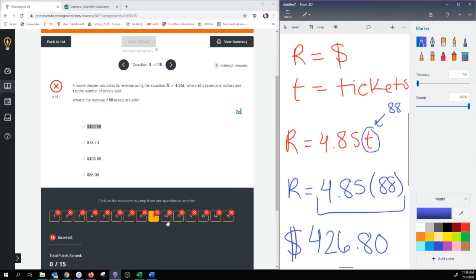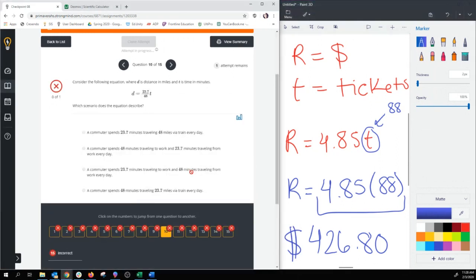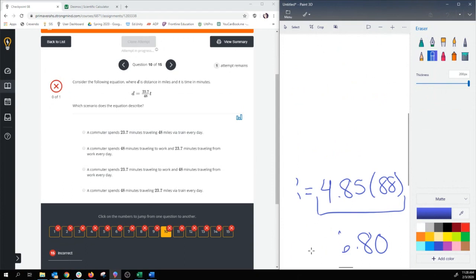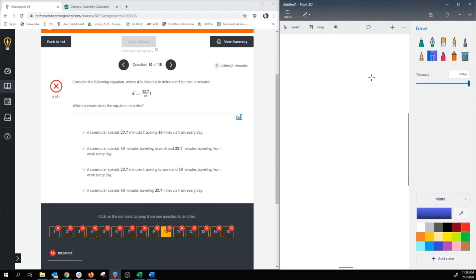All right. The next one. Consider the following equation where D is distance in miles and T is time in minutes. So we have D equals 23.7 over 48T. Which scenario does the equation describe? Okay, so D is distance and T is time in minutes.